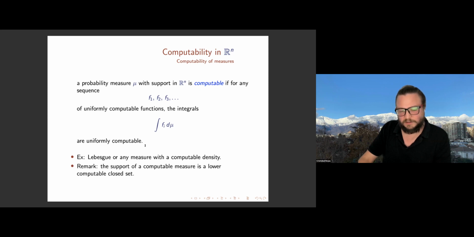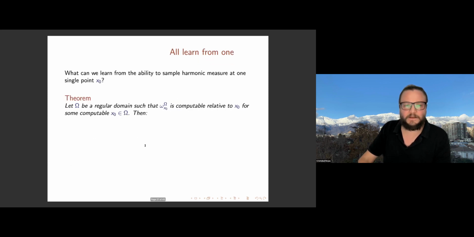And also, it's easy to see that if we have a computable measure, then its support, a closed set, is actually lower computable according to our definition. So we can enumerate balls with positive measure, essentially. Okay, so the first result is the following.